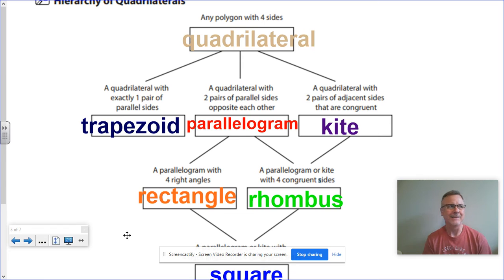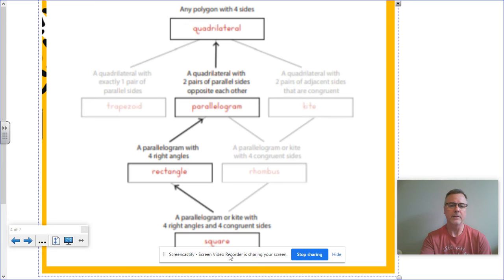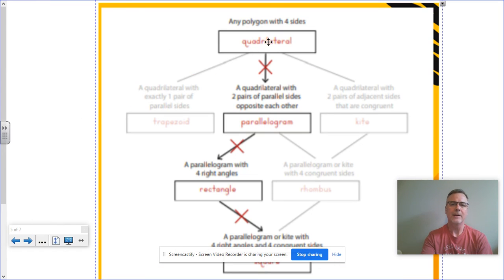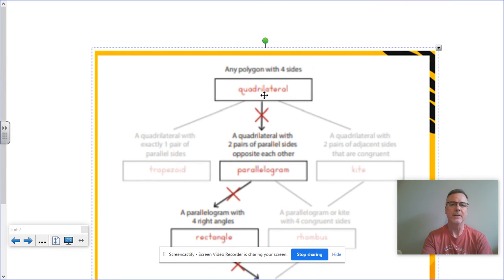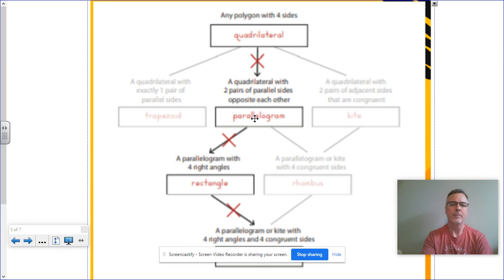Now, a square has a lot of the characteristics of all of them. It has the most characteristics and it can be the most things. And we'll talk about that in the next slide with our hierarchy scale or pattern here. A square can be a rectangle and a parallelogram and a quadrilateral all at the same time. But if we were to work in reverse, that would not occur. A quadrilateral can be a parallelogram, but it doesn't always have to be a rectangle. It can be other things.